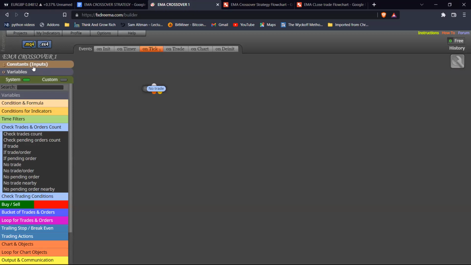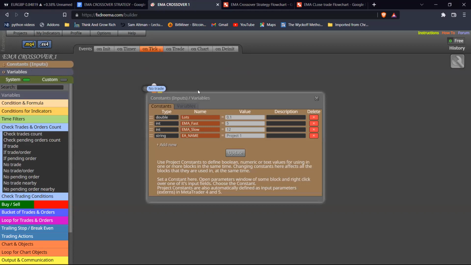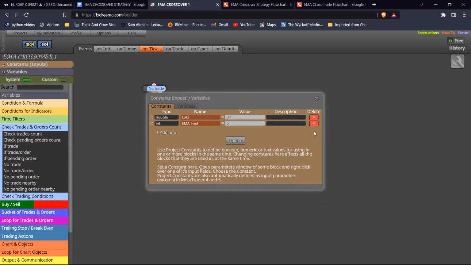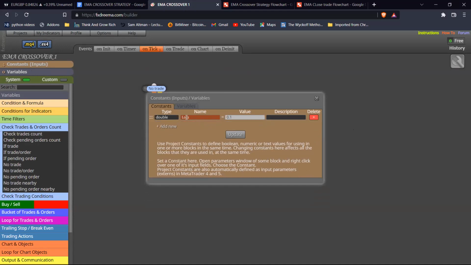So under this constants or inputs section, if you click on it, you'd see I already have some. Let me just delete all of it so I can redo it so you see, right? This is what it's going to look like. For those of you who understand programming, it's like I'm creating a constant that I can call on anytime within the life of this project, right? As long as it's within the life of this project, I can always call on this constant.